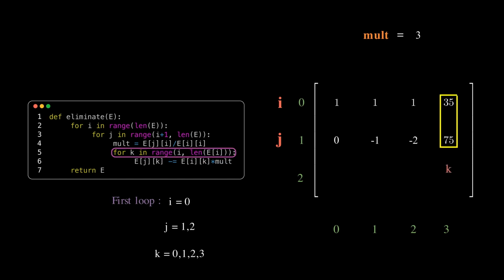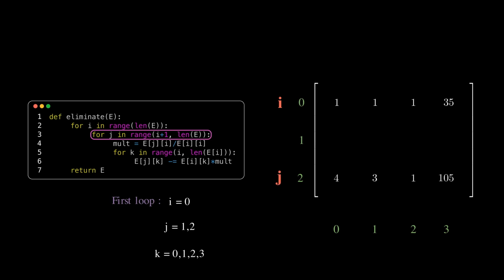So at last, the value of k will be 3, which will update the fourth element in the second row. With it, the first iteration of the J loop comes to an end. This indicates that the second row is updated successfully. Now, the value of j equal to 2, which refers to the third row of the matrix.